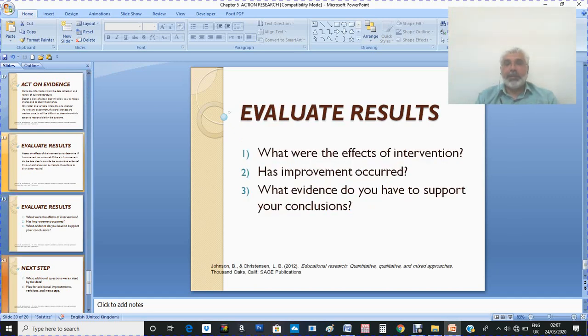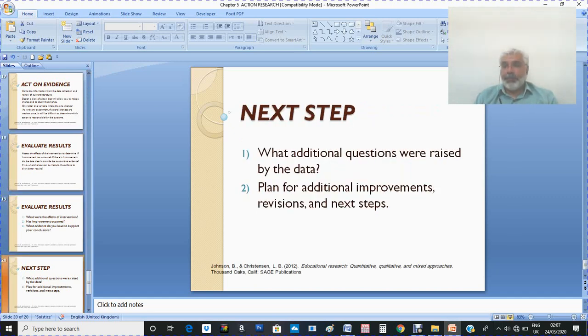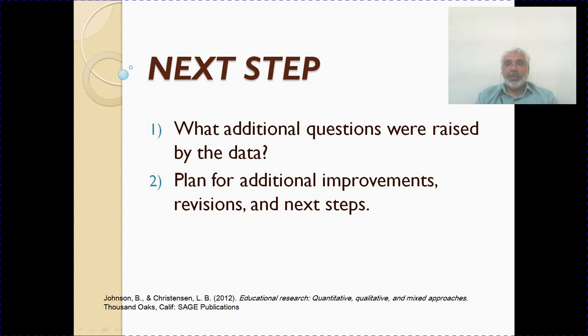Evaluate the results. Plan for additional improvement, and this seems the last, next step.